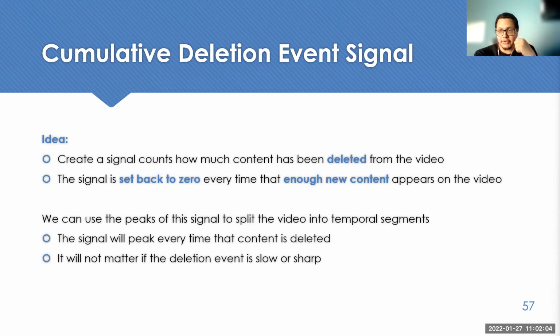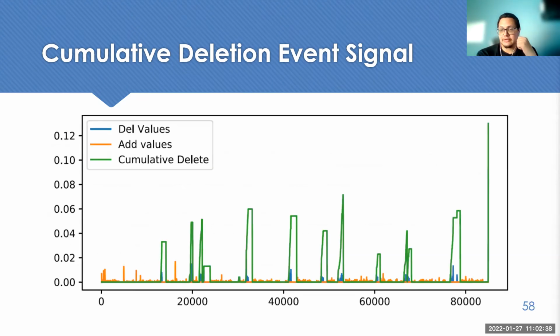So our idea is to use the information that we get about when content appears and disappears individually to create a signal that can be used to estimate when a lot of content disappears from the video at once, either slowly or fast. So we build a signal that accumulates how much content has been deleted on contiguous frames. And when a lot of content gets written, we reset that signal back to 0, and we keep doing this through the video. And we obtain something that looks like this.